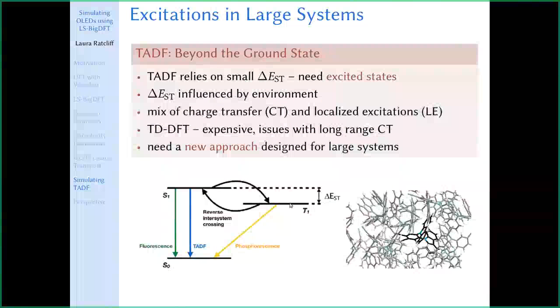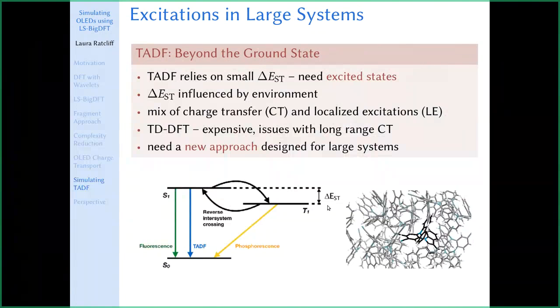So TADF relies on this mechanism of reverse intersystem crossing between the triplet and singlet energies. And this is really only possible in systems where we have a small singlet-triplet splitting. So if we want to do any kind of computational design approach, or even just understand whether a particular molecule could be appropriate for TADF, we need some way of calculating singlet and triplet energies. We also have the complication that this singlet-triplet splitting could be strongly influenced by the environment. And in TADF molecules, there's often a mix between charge transfer and localized excitation, so we need a formalism that can treat both of these types of excitations.